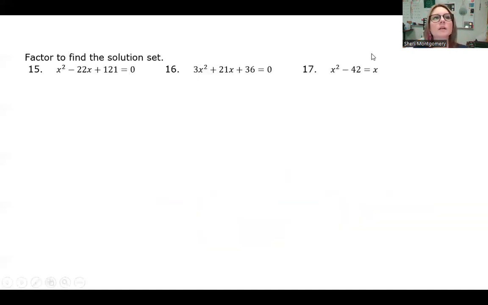Good job. Okay, we've got more factoring. We're going to continue to factor these. The first one has leading coefficient 1, so I can start factoring. 1 times 121. So we're looking for factors of 121. There might be more, but that's the first one that comes to my mind. Would that one work? Can you put those together to make 22? Yeah, so that one will probably work. So I've got my factors.